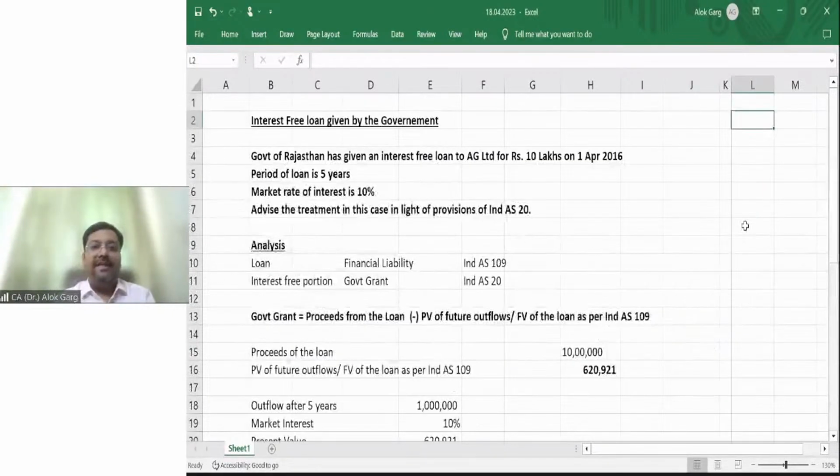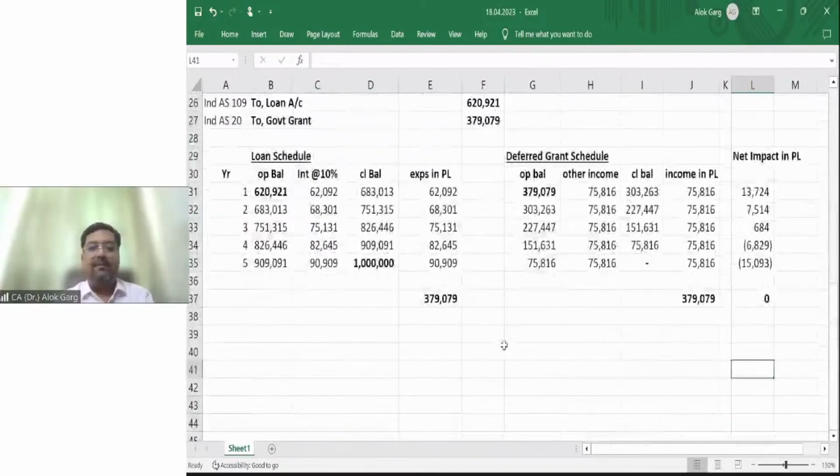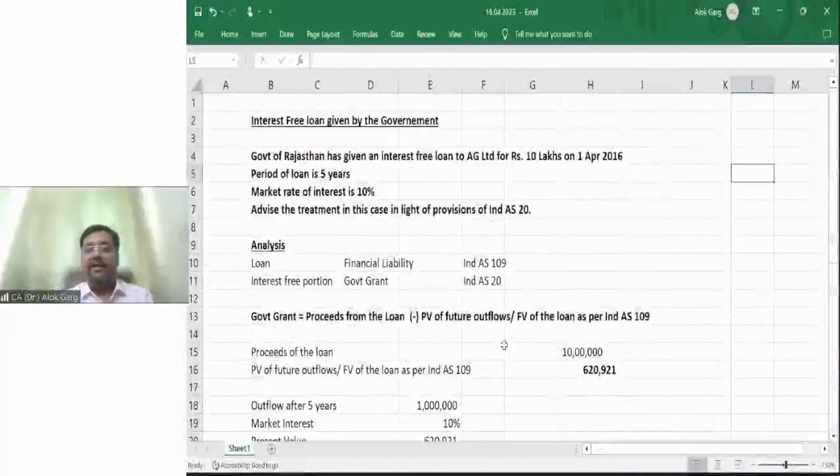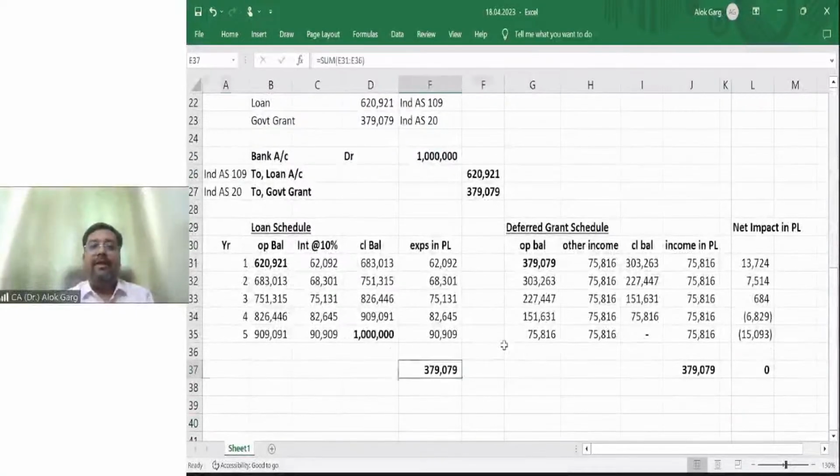We discuss this thing in detail with the help of this example, and you will be able to understand with the help of this example how we are treating this interest loan as a financial liability in government grant, and how we are calculating this government grant, right? Let's move on for the next part.